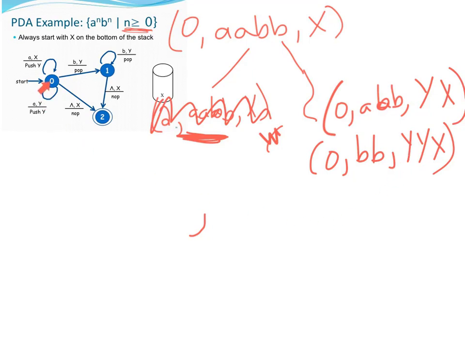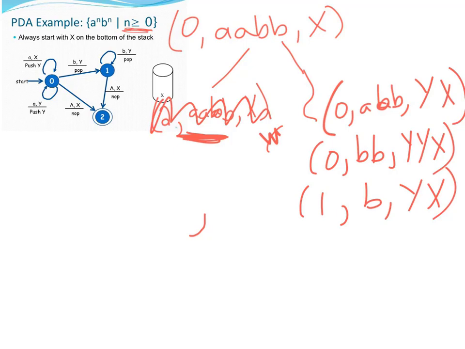Okay? So we can't take this free jump because it expects an X, right? Couldn't do that for a while. But here we go, B, Y, and it says pop. So if we see a B, which we do, and there's a Y at the top of our stack, then we can do a pop. Now I'm moving to state 1. I am using up that first B, and I'm going to pop the Y off my stack, which takes the top thing off, which means now I just have YX on my stack. Okay, let's see what's next.